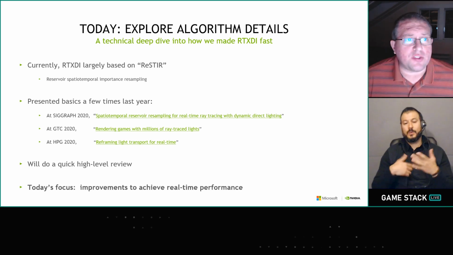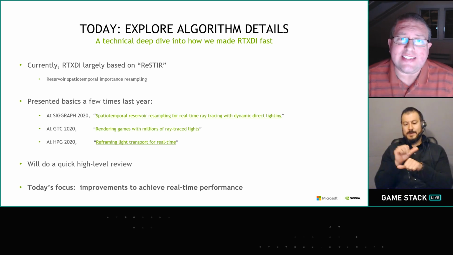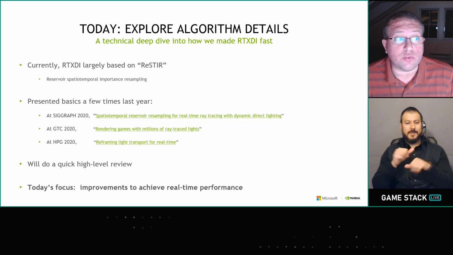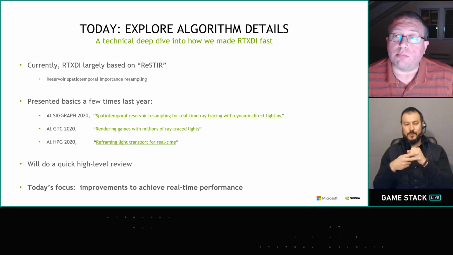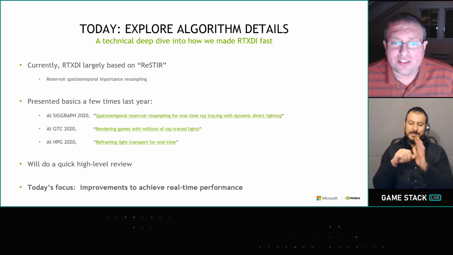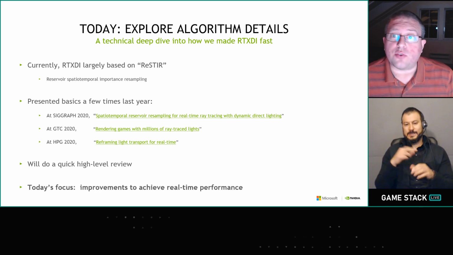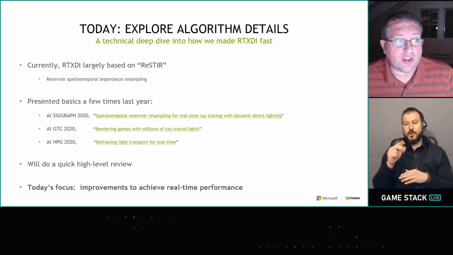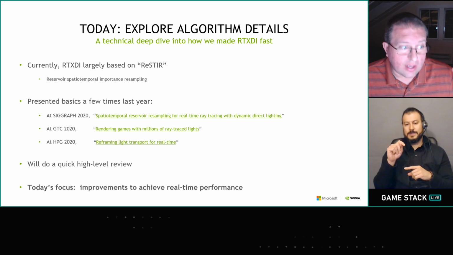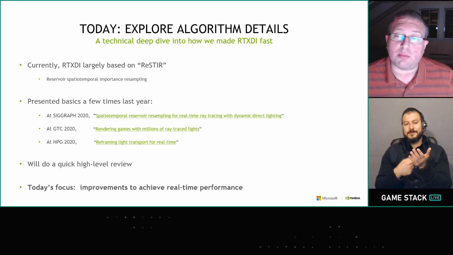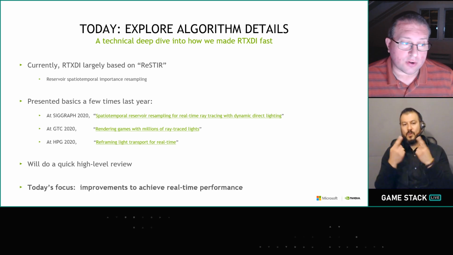But what I want to do today is explore some of the algorithmic details, do a technical deep dive into how we made RTXDI fast. Currently RTXDI is largely based on an algorithm known as ReSTIR, or Reservoir Spatiotemporal Importance Resampling. We presented the basics of ReSTIR a number of times last year, including at SIGGRAPH, where the research with our collaborators at Dartmouth was first presented, as well as at GTC when we announced RTXDI, and at HPG when we had a talk discussing some of the details of how it works.